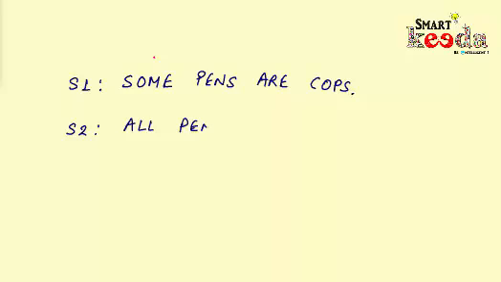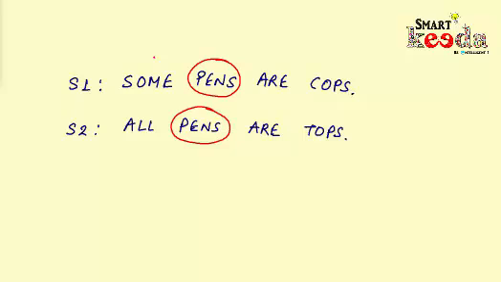Statement 1 is some pens are cops, and statement 2 is all pens are tops. Now you can observe that the middle term, which is pens here, is distributed in the statement 2 but is not properly aligned, as in both the statements it is in the subject parts. Therefore we cannot move ahead with the deduction method.